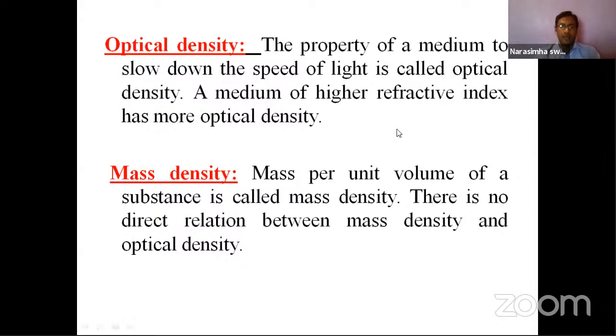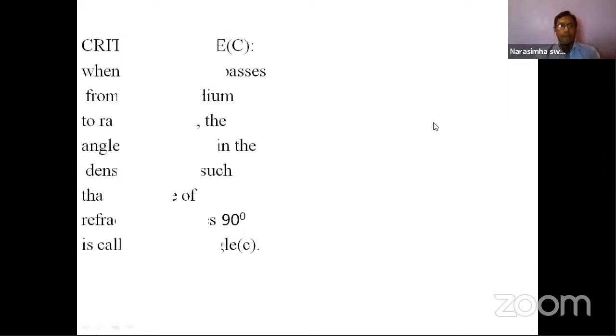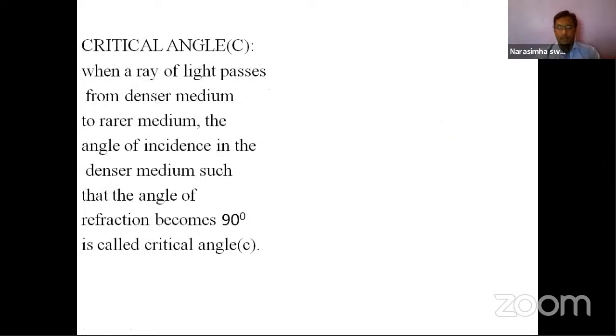Similarly, in electricity also, charge density is there, right? Now we'll move on to the next one, the critical angle. It is a very critical part. The critical angle is indicated with C. It applies when a ray of light passes from a denser medium to a rarer medium. Up to now we discussed light rays traveling from air to other media.